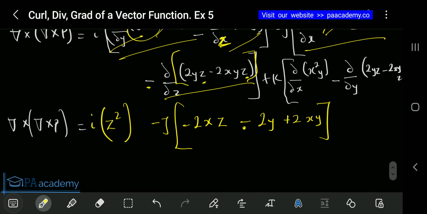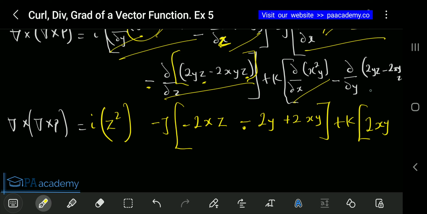All right, so now let's do for k. So for k now, that will be plus k. So let's open our bracket. So if you have to differentiate this with respect to x, we already have x here, that will be 2xy. So that will be 2xy.